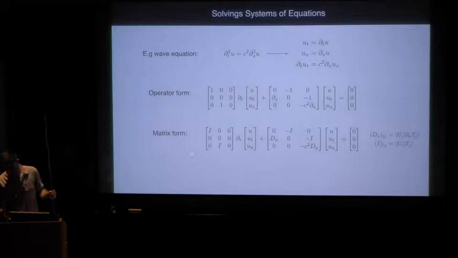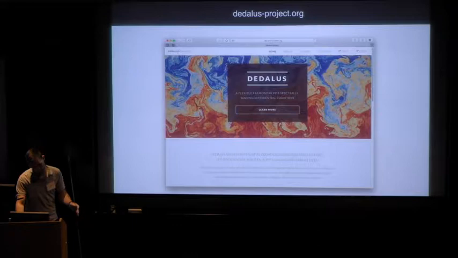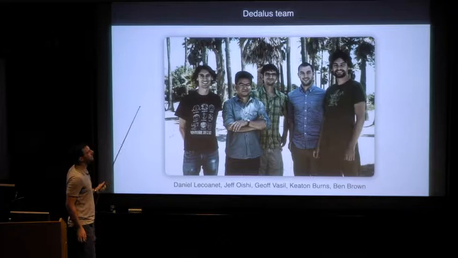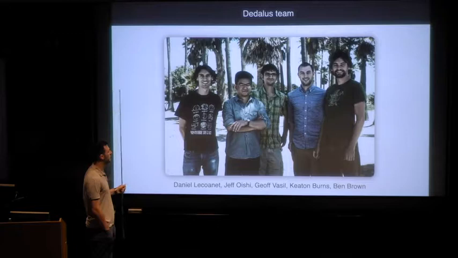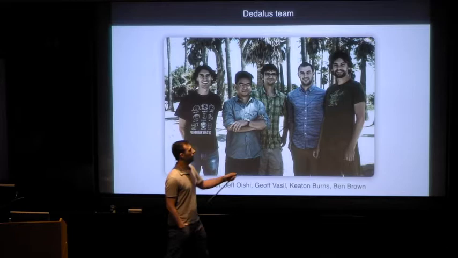Okay, so the code that I worked on during my PhD for solving general PDEs with spectral methods is called Daedalus. We have a website. So this is the development team. So I guess going from left to right here, this is Daniel Akinay, who's a postdoc at Princeton, and he's going to be faculty at Northwestern in a year or so. Jeff Oishi is now faculty at Bates College up in Maine. Jeff Vassell is a mathematician from University of Sydney. And then Ben Brown here is in astrophysics at CU Boulder.